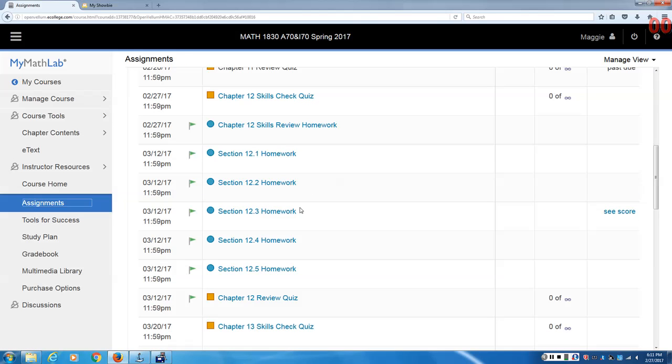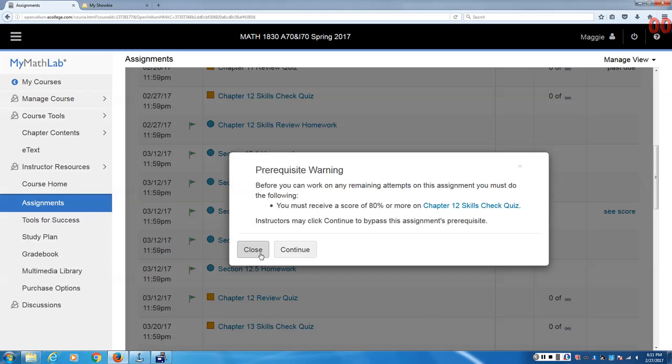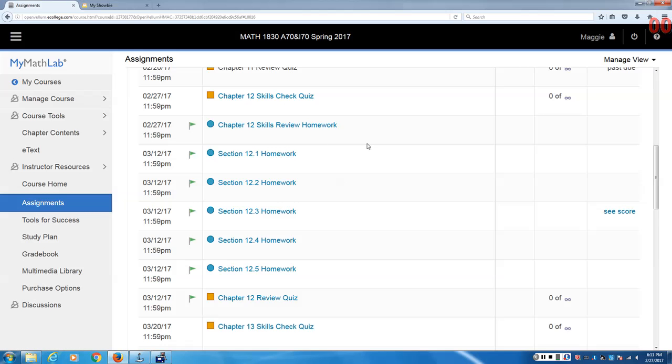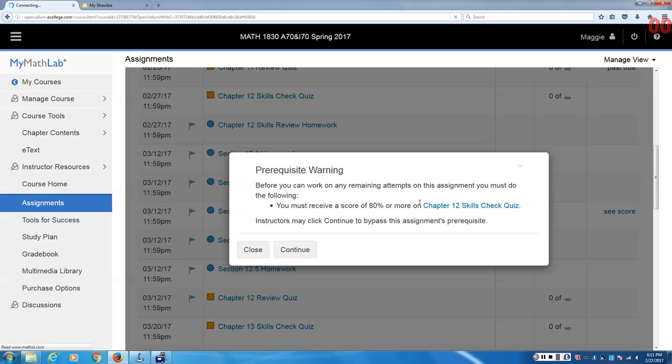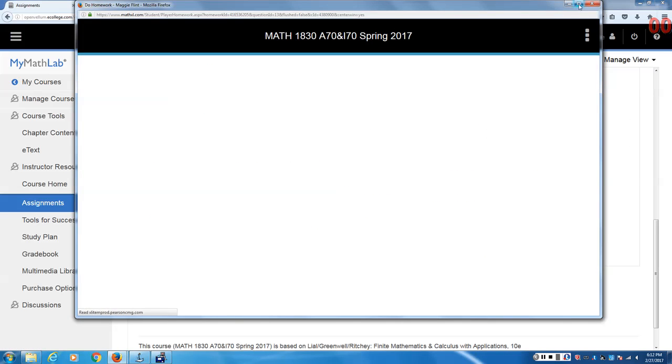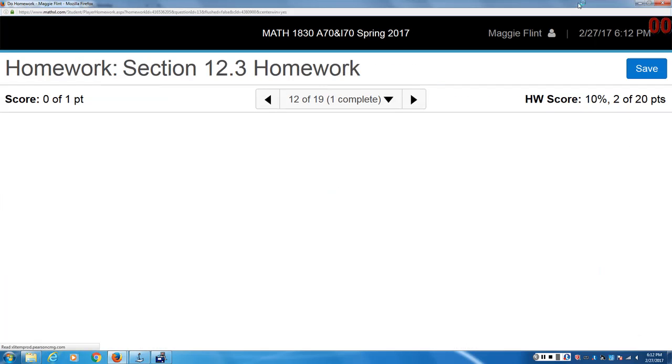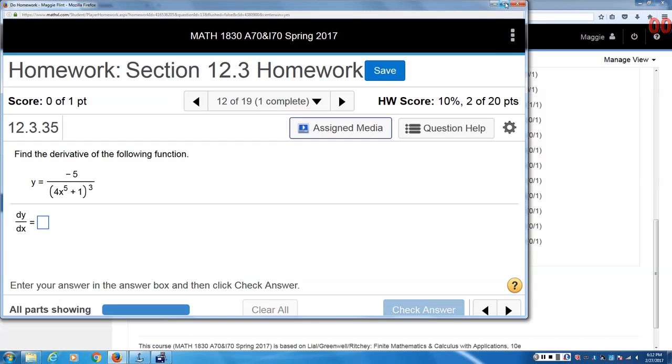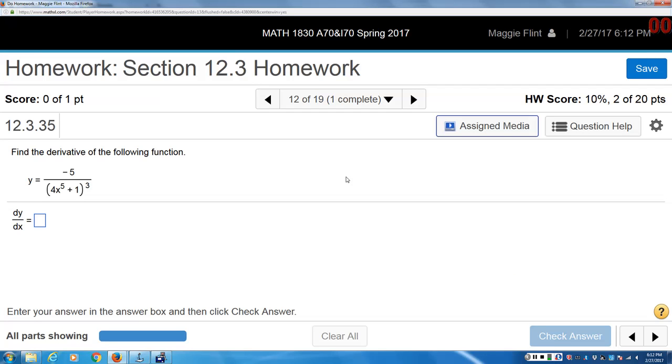Which section was that, Dave? 12.3. Okay. Mine might not be exactly the same numbers as yours, but it should be a similar problem. I don't think it makes much difference which way we do this.